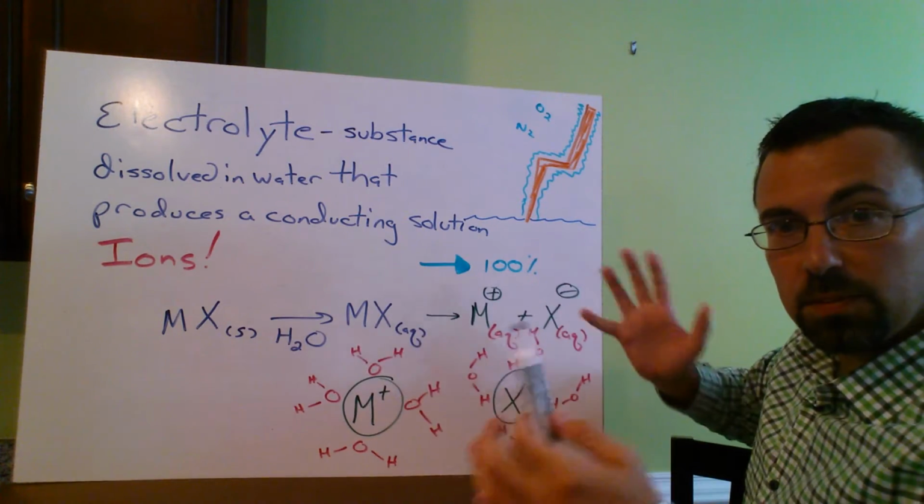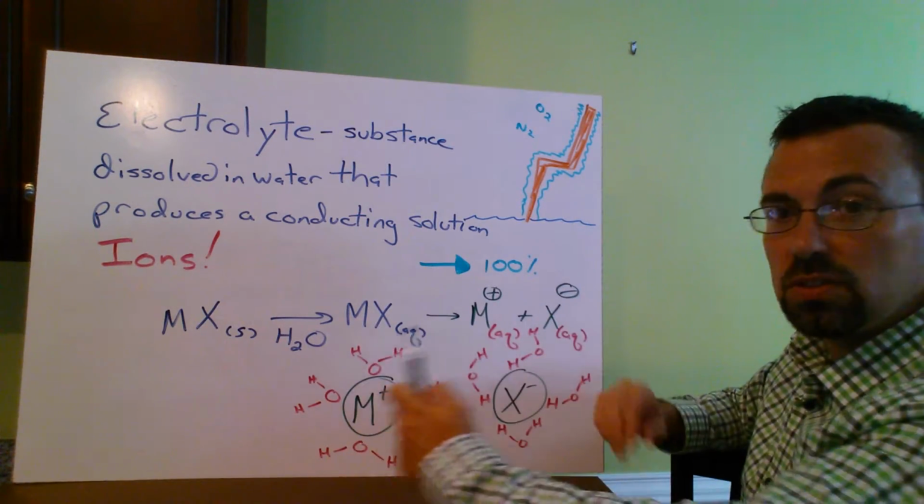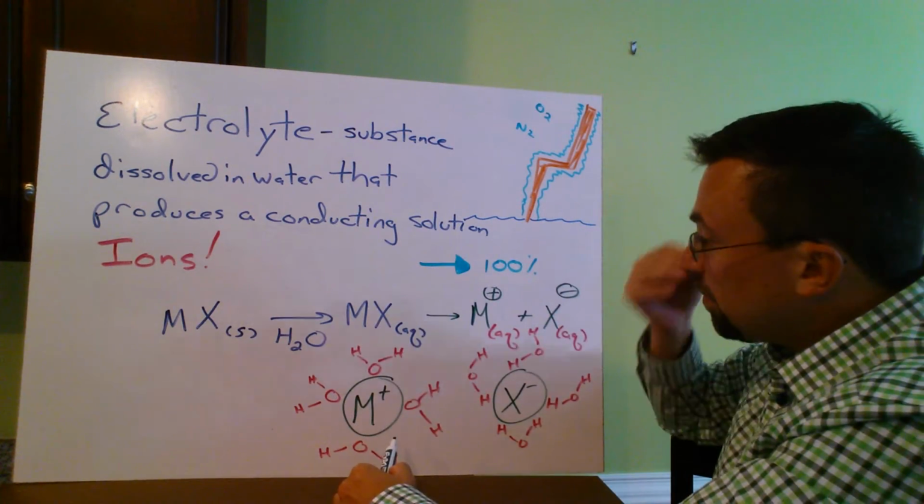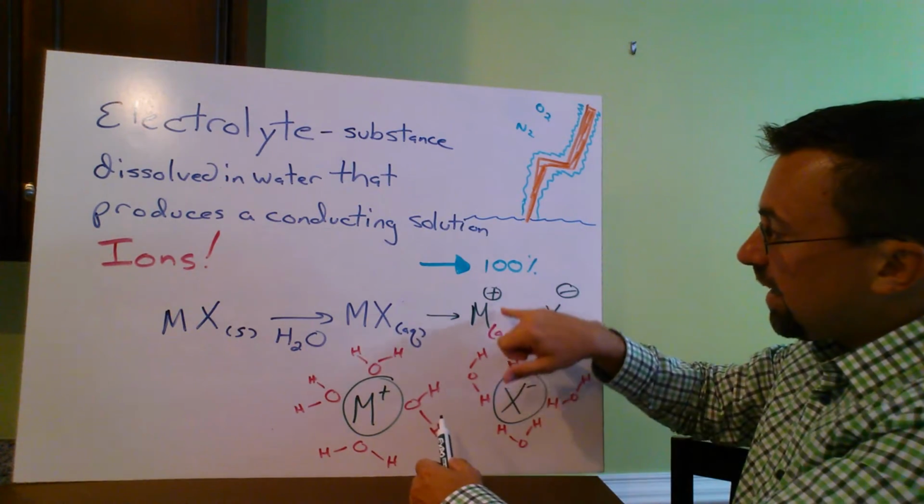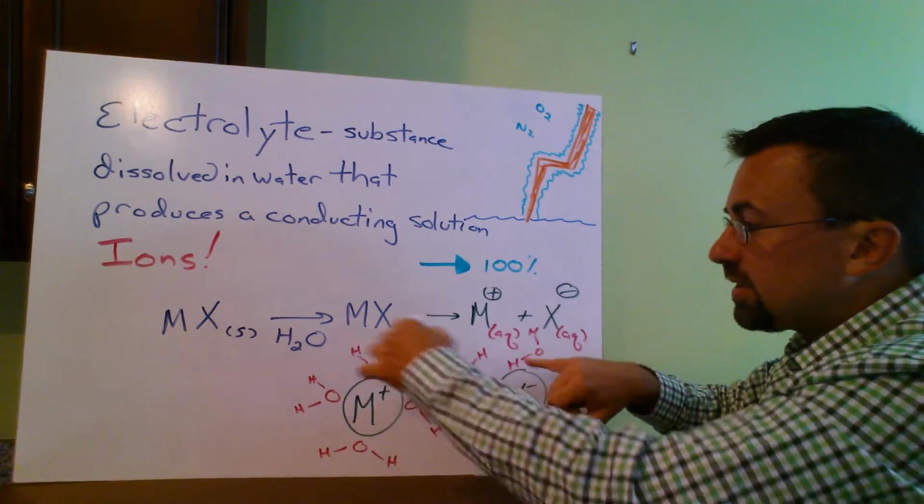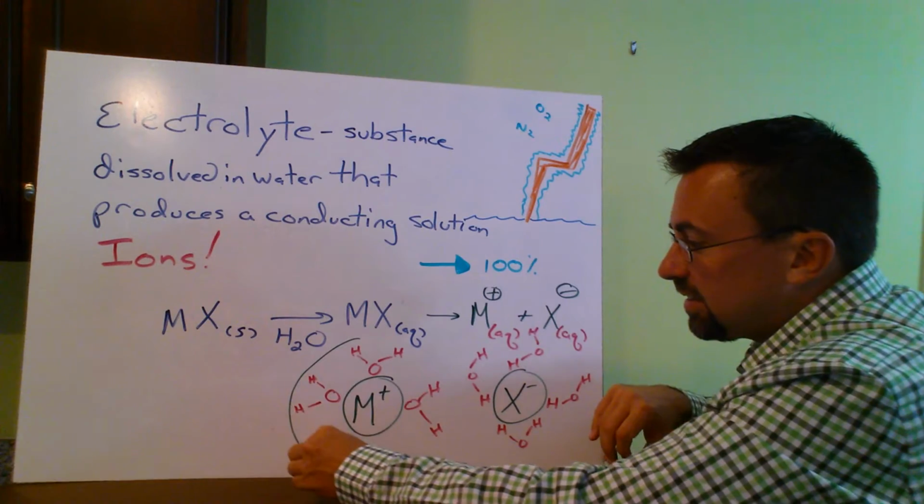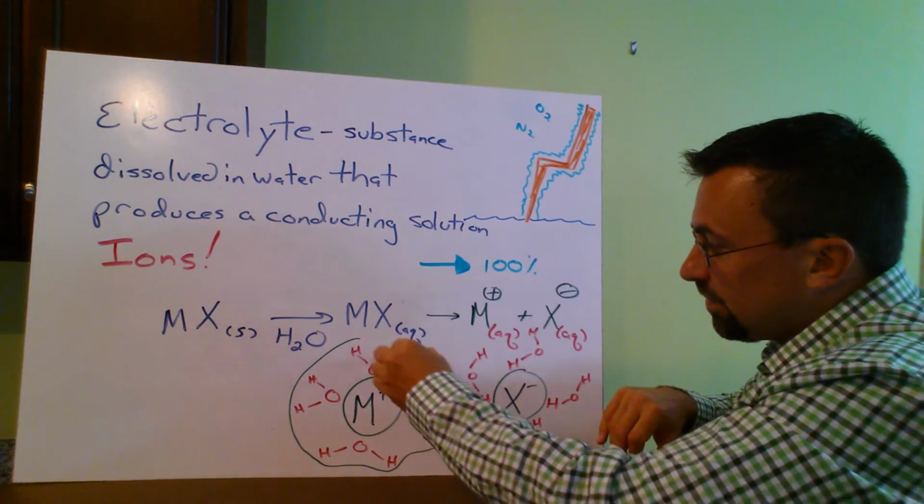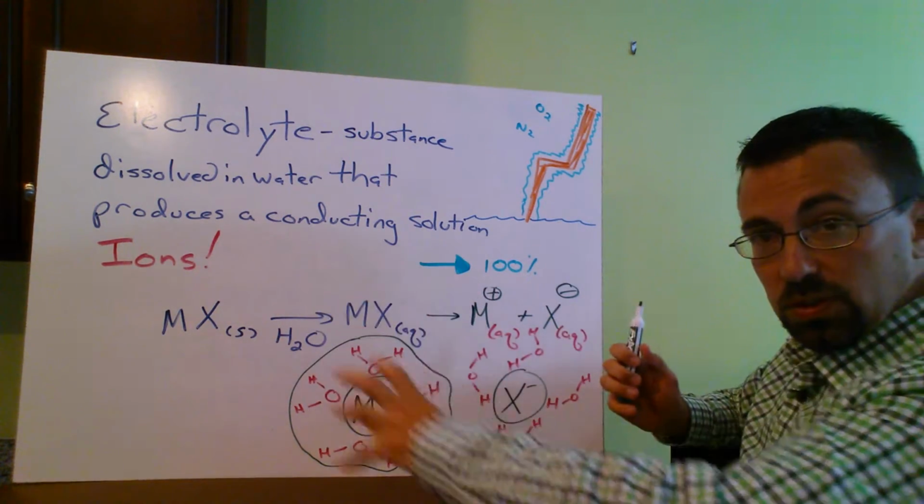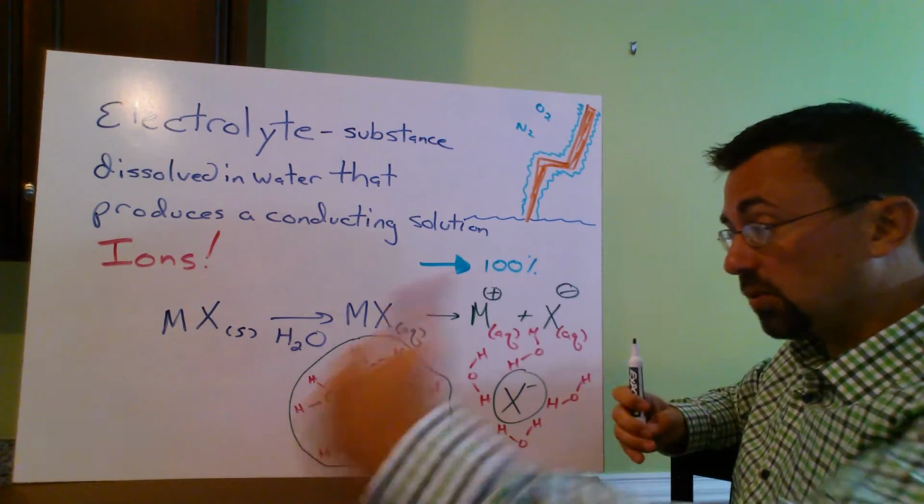And this is a dynamic picture. I don't want you to think this is like a crystal. It's pretty dynamic, but that's what this AQ means. It's an ion coated in water. And it's that coating of water that acts as an insulator and allows it to move through solution and act independently. And it does its own thing.